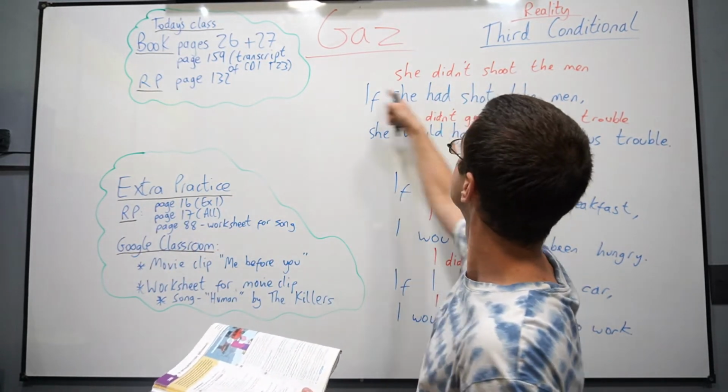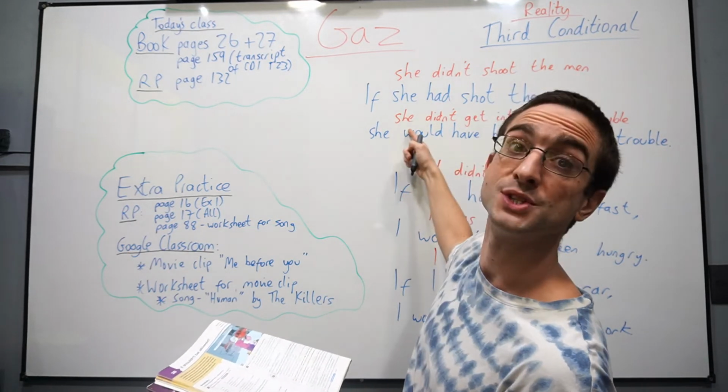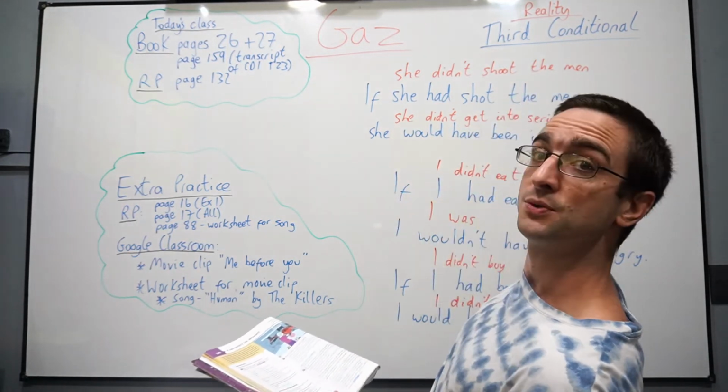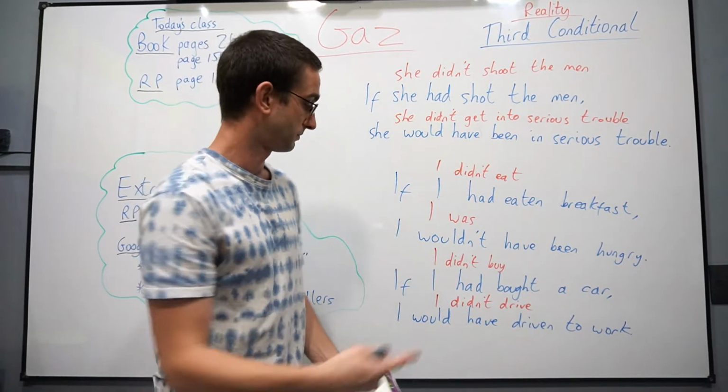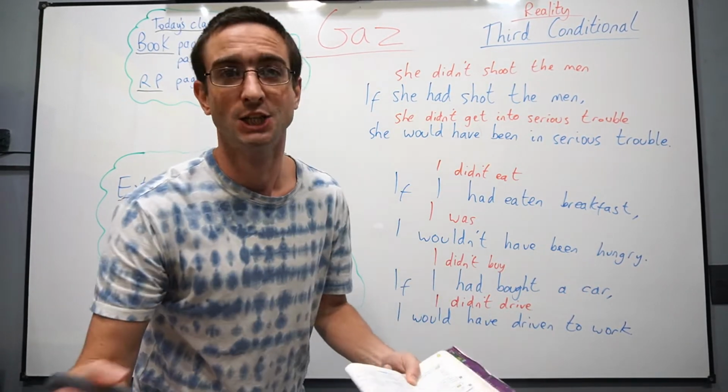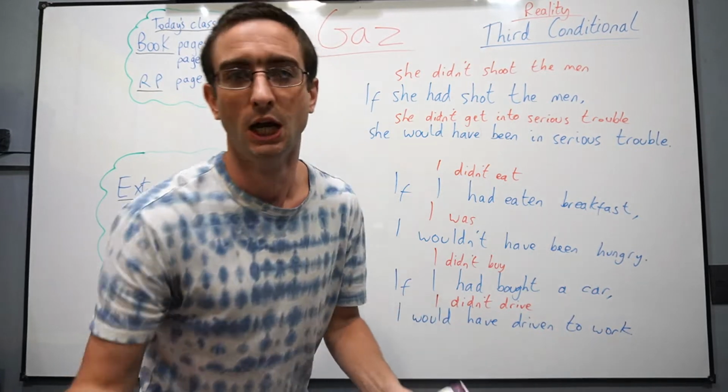This is the if clause. This is the main clause, or the result clause if you like. This is the if clause, it has if. This is the result clause, it has a result. This is the if clause, it has if. This is the result clause, it has a result.